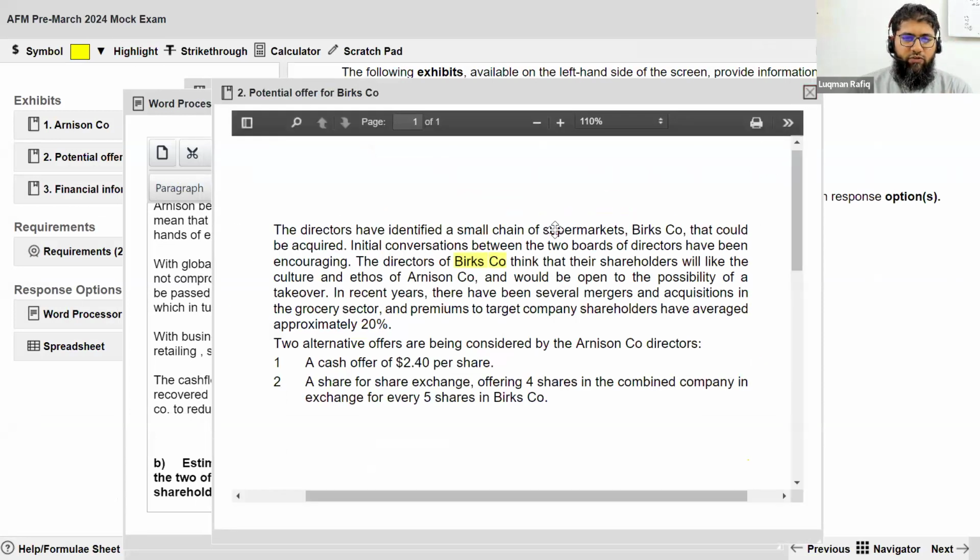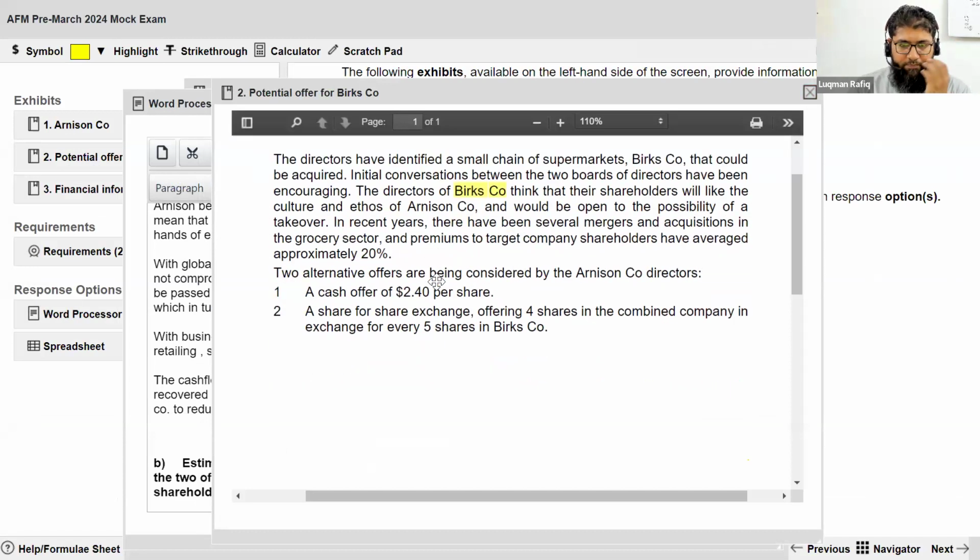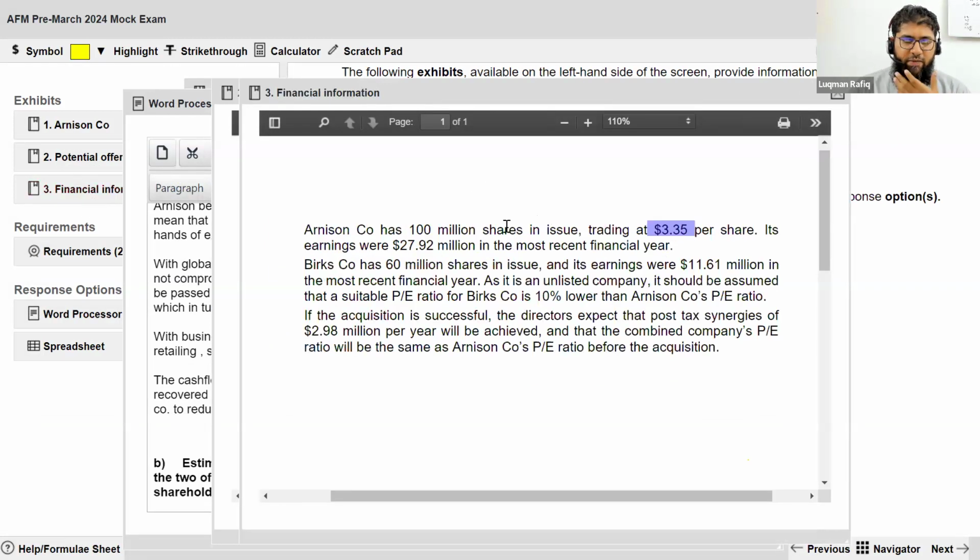So let's just try to see what is the financial information that is given. It says Arneson has 100 million shares in issue trading at 3.35 per share. On the basis of this information, its earnings were 27.92 million in the most recent year.